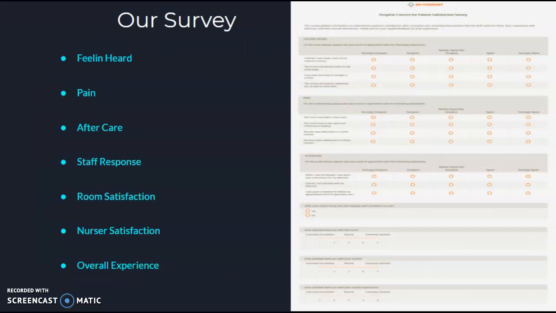To the right is a sample of our survey. It addresses certain areas of the satisfaction of our patients. And those areas are feeling heard. Does the patient feel like they're being heard and understood? Their pain, their level of pain, their aftercare, are they taken care of? The staff response. Is our staff responding in a satisfactory manner? Room satisfaction. When the patient's in a room, are they satisfied with the conditions of the room? Nursing satisfaction, their satisfaction with nursing staff and overall experience while they were here at our hospital.